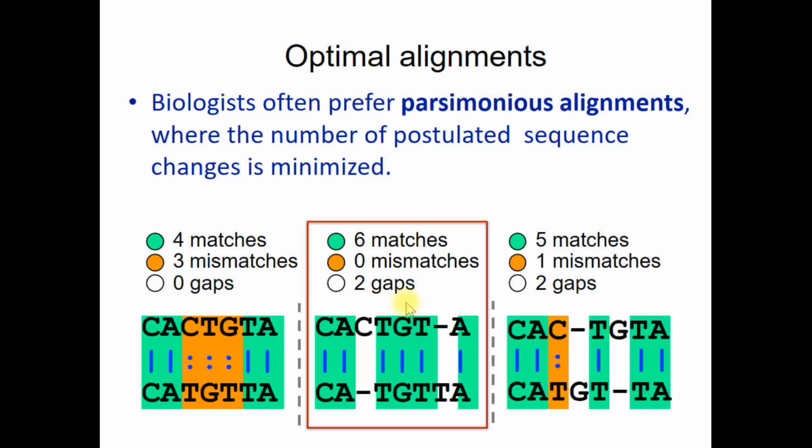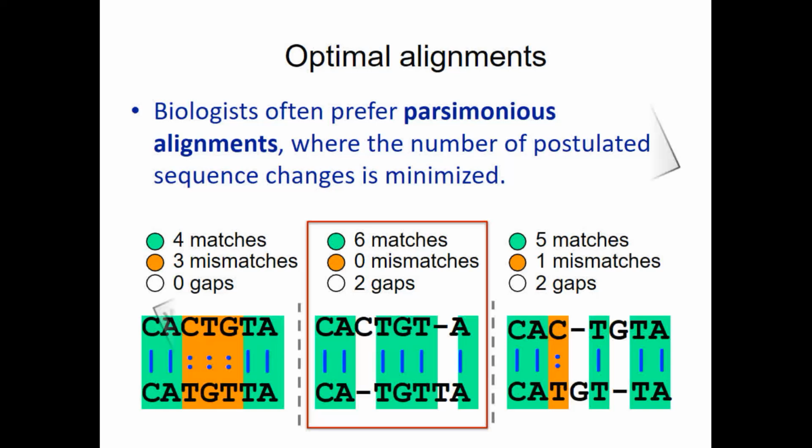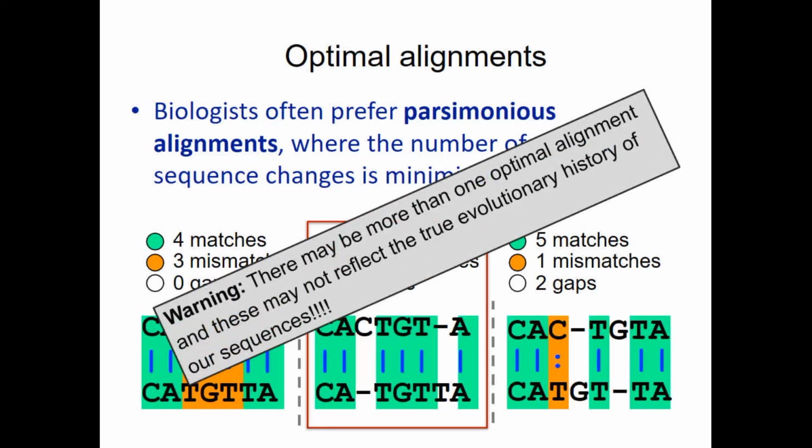And usually biologists prefer parsimonious alignments, where the number of postulated sequence changes is minimized. So we choose the middle one because it has the most matches and the fewest mismatches or gaps. But be cautious. There may be more than one optimal alignment, and even the optimal alignment may not reflect the true evolutionary history of our sequences.